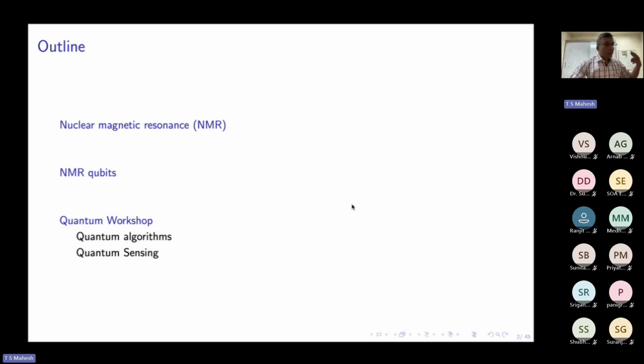Let's start with this outline. We'll discuss nuclear magnetic resonance in the beginning, and then I'll discuss what we mean by NMR qubits, and I'll give some examples. I have chosen two examples. One is on quantum algorithm, and another is on quantum sensing.